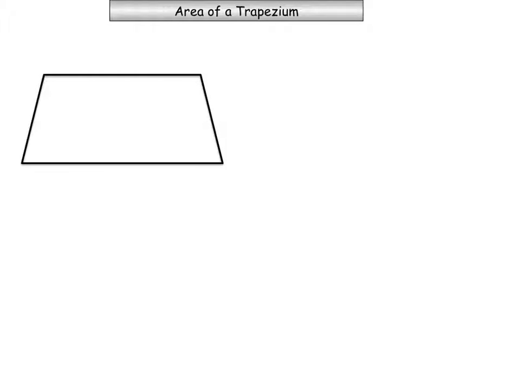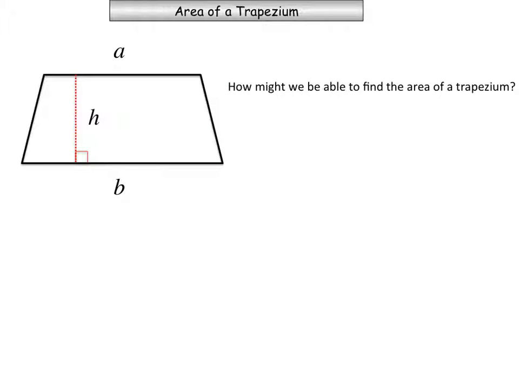Okay guys, welcome again. This lesson we're going to have a look at the area of a trapezium, a different type of quadrilateral. This type of quadrilateral has one pair of parallel sides. Okay, so let's just label a few things. We've got the two parallel sides. We've got one labeled as A, the other one we'll call B, and we have a perpendicular height we'll call H.